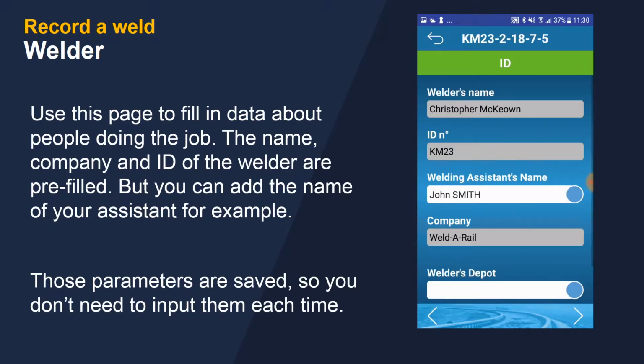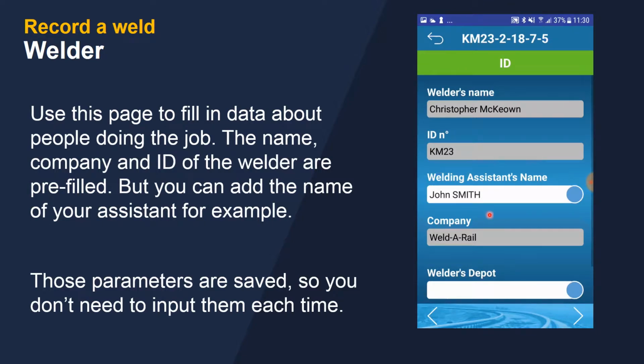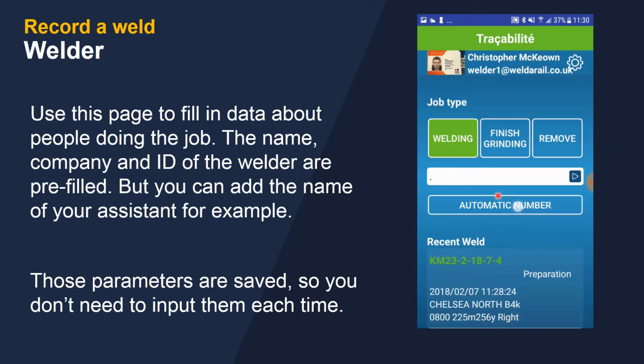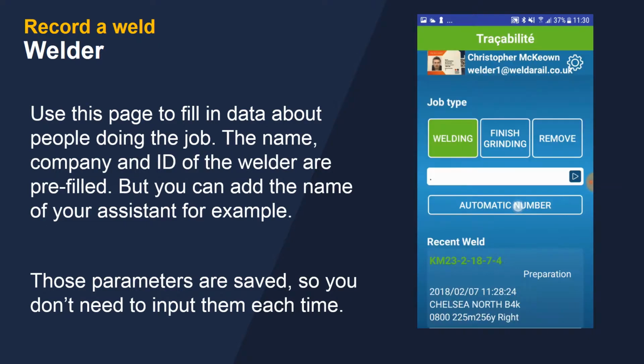Let's start. The first screen is the welder screen. Use this page to fill in data about people doing the job. The name, company and ID of the welder are pre-filled, but you can add the name of your assistant, for example. Those parameters are saved, so you don't need to input them each time.